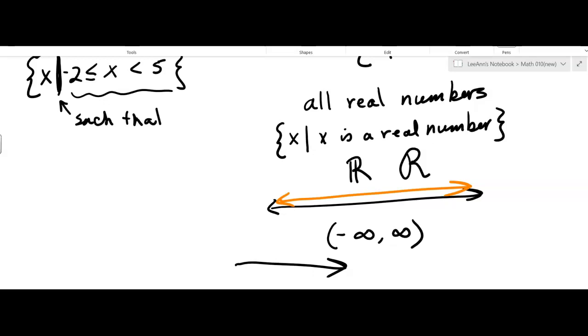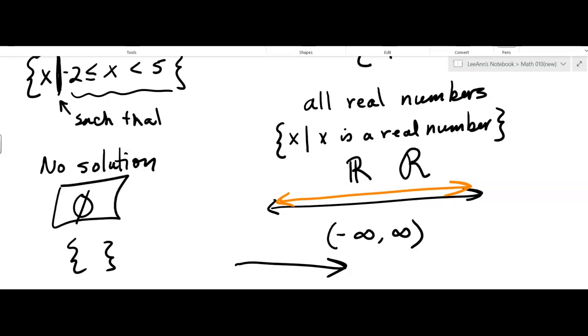Now, we've also had cases where there's no solution. You can't really graph no solution, so it'd just be an empty number line. And as far as interval notation or set builder notation, they're probably just going to use the symbol for the empty set. Sometimes they use empty brackets like that, but you can just write the empty set symbol.